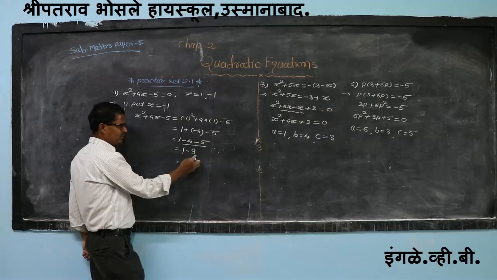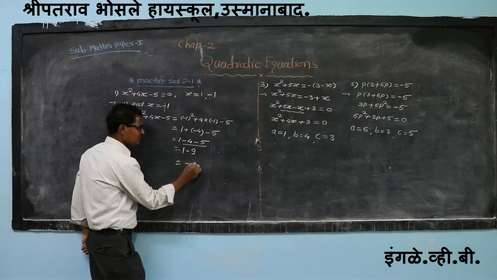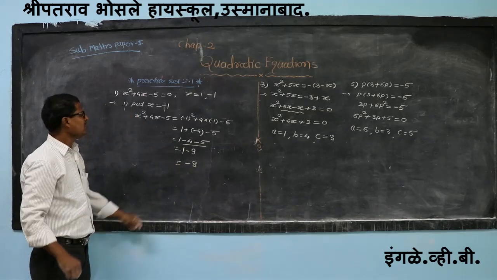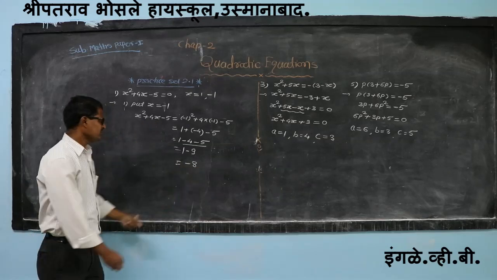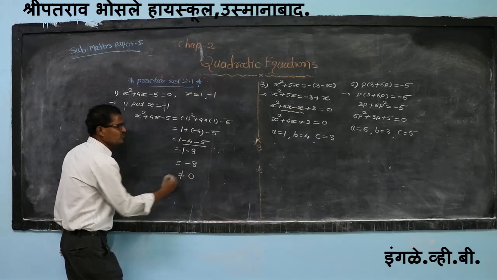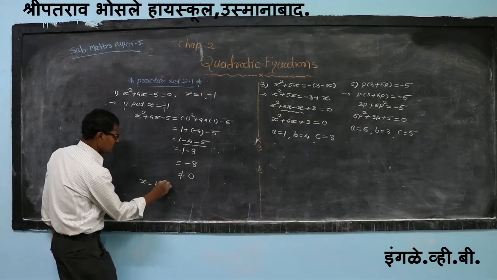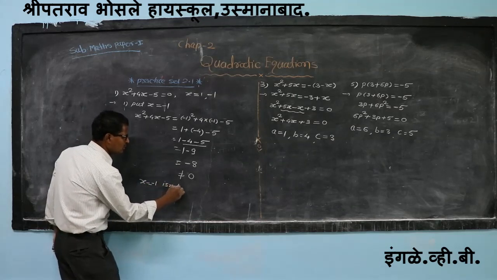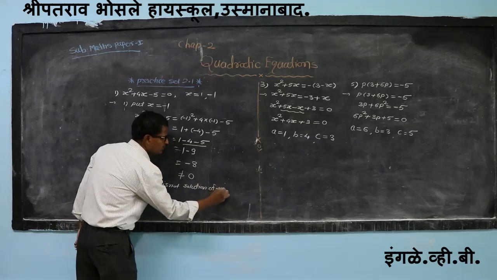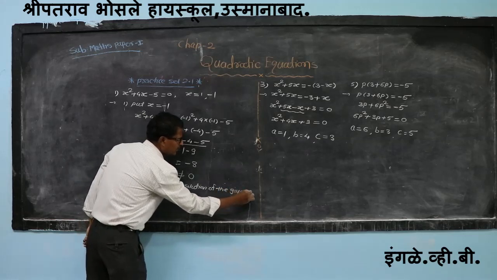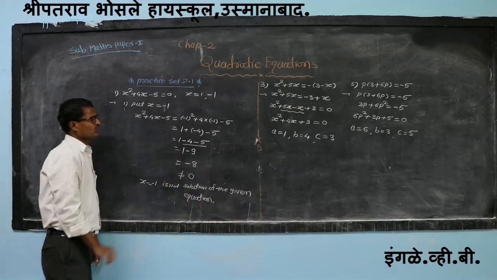Here 1 is positive, 9 is negative. So take the difference between them. The difference between them is minus 8. Here we see that the value of the quadratic equation is minus 8, which is not equal to 0. So x is equal to minus 1 is not a solution of the given equation.